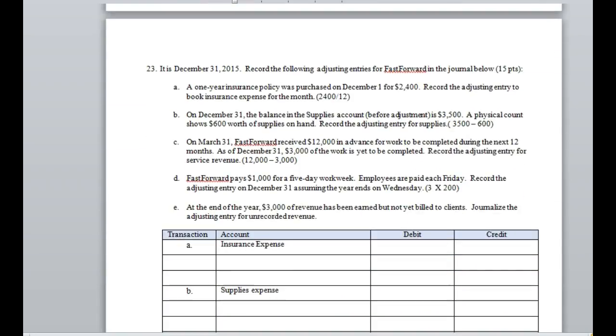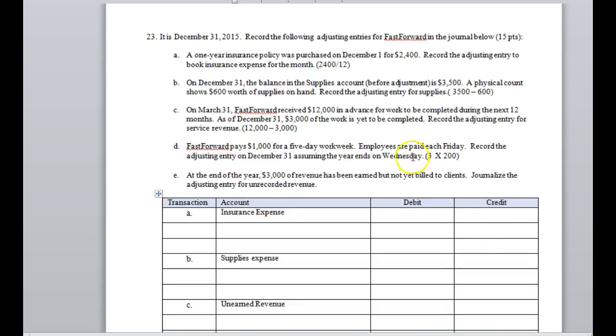This right here, okay, you need to adjust this amount. So you have insurance expense, and you're going to decrease the prepaid expense. So you have $2,400. You're using 1 month of it, so you divide 2,400 by 12 to come up with the amount of the adjustment. And I'll let you figure that out.